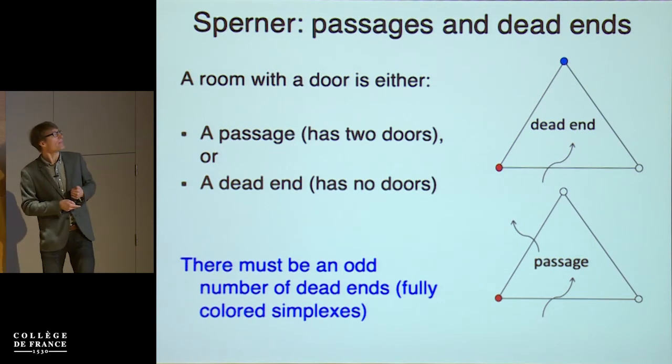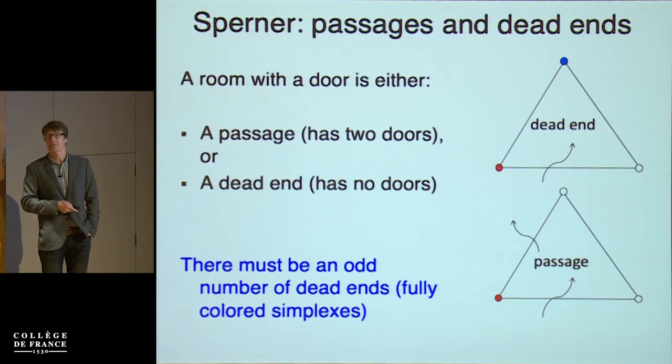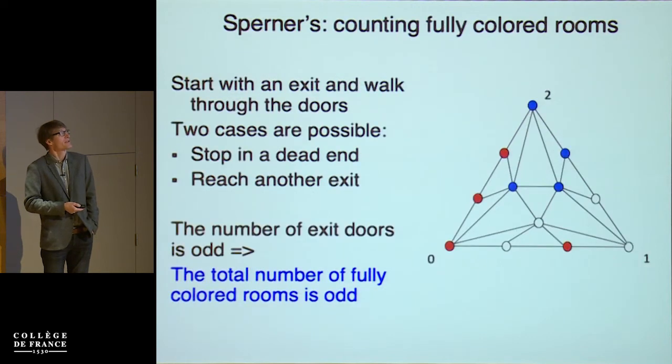Okay? What I'm going to show is that there must be an odd number of dead ends, fully colored simplices. How would I show it? Well, I just use walking. I let a process enter through the door from the outside and let it walk door to door. We know that there are finitely many simplices here. Two possible cases: either I go through another exit door and I leave the apartment, or I end up somewhere inside in a dead end.